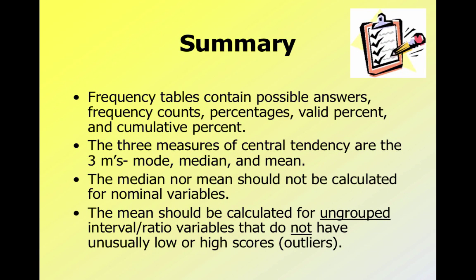Alright, so summarizing. Frequency tables contain possible answers or responses to the variable. It gives you your frequency count for each possible answer, the percentages, the valid percent, and the cumulative percent. And we know how to calculate each one of them, talking about total sample size, total valid sample size. Our 3 central tendency measures, mean, median, and mode, and we use them really based upon the level of measurement. We really don't want to use the median or the mean when we have nominal variables, and really we can use the mean for ungrouped interval ratio variables unless we have outliers. In this case, we do not want to use the mean, we want to use the median and the mode.